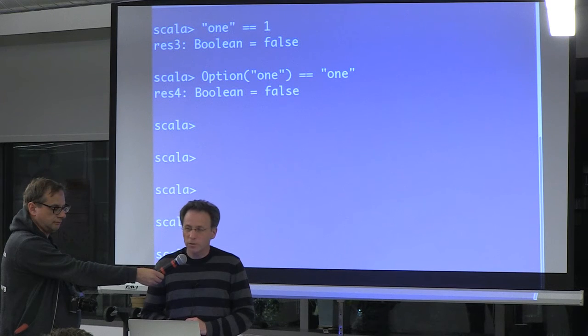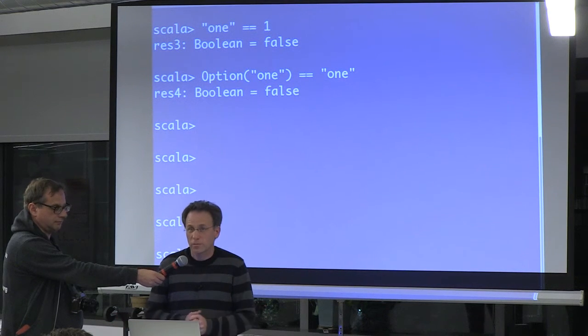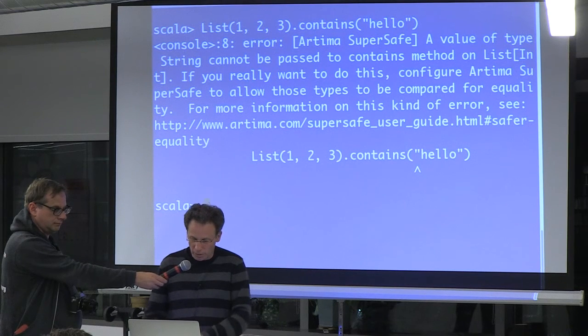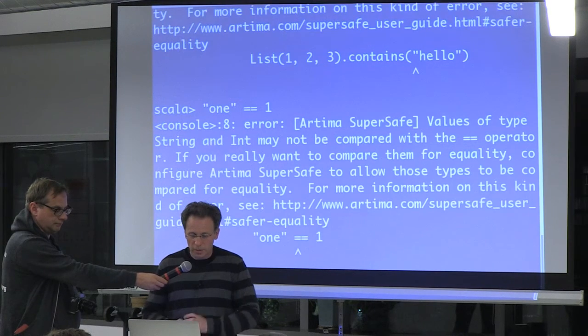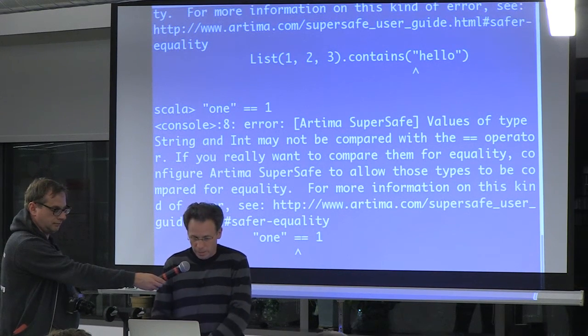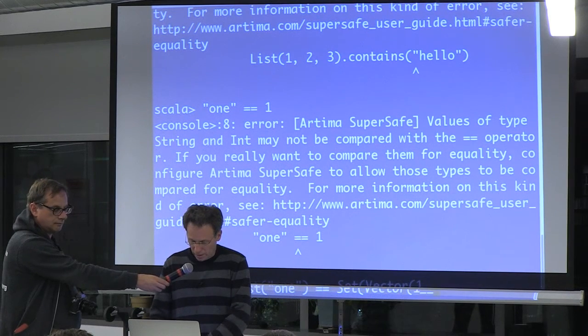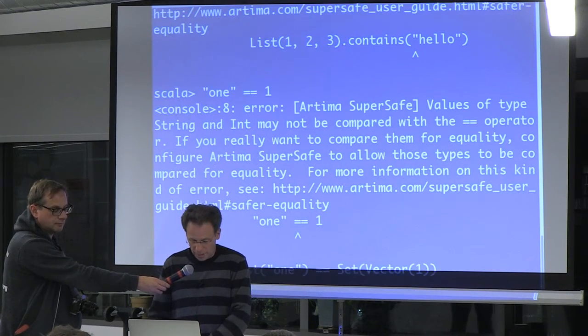Yeah, so Option 1 equals 1 compiles, right? I've done this myself a lot of times in tests. That's where you do most equality comparisons, which is where this all came from originally. So if you use the compiler plugin, and you say 1 equals 1, it doesn't compile. If you make a Set of List of 1, and that equals, say, a Set of Vector of 1, you'll get a compiler error. It's not a type error actually.